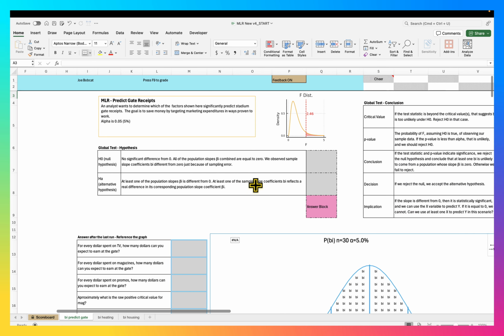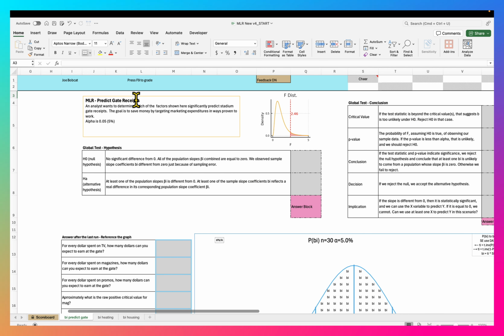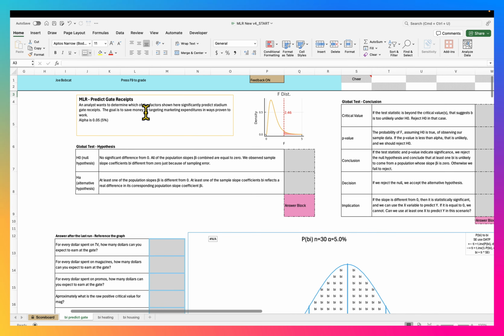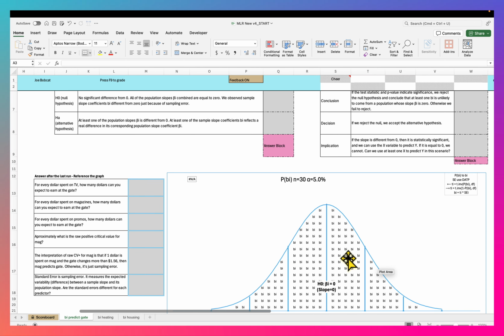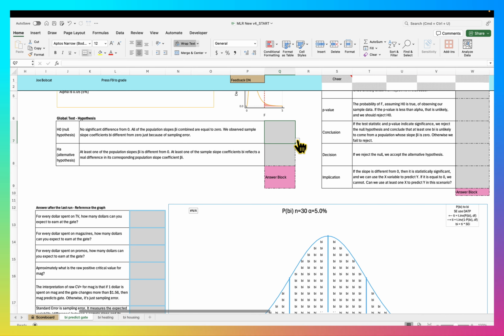And here we go. So, predict gate receipts. An analyst wants to determine which of the factors shown here significantly predict stadium gate receipts. The goal is to save money by targeting marketing expenditures in ways proven to work. Alpha is 0.05 or 5%. So the null hypothesis is that there's no significant difference from 0. All the population slopes, in other words, every one that we're going to put in here will end up being 0. And so that would be all the predictors are going to be 0. And the alternative is that at least one of them is different from 0.